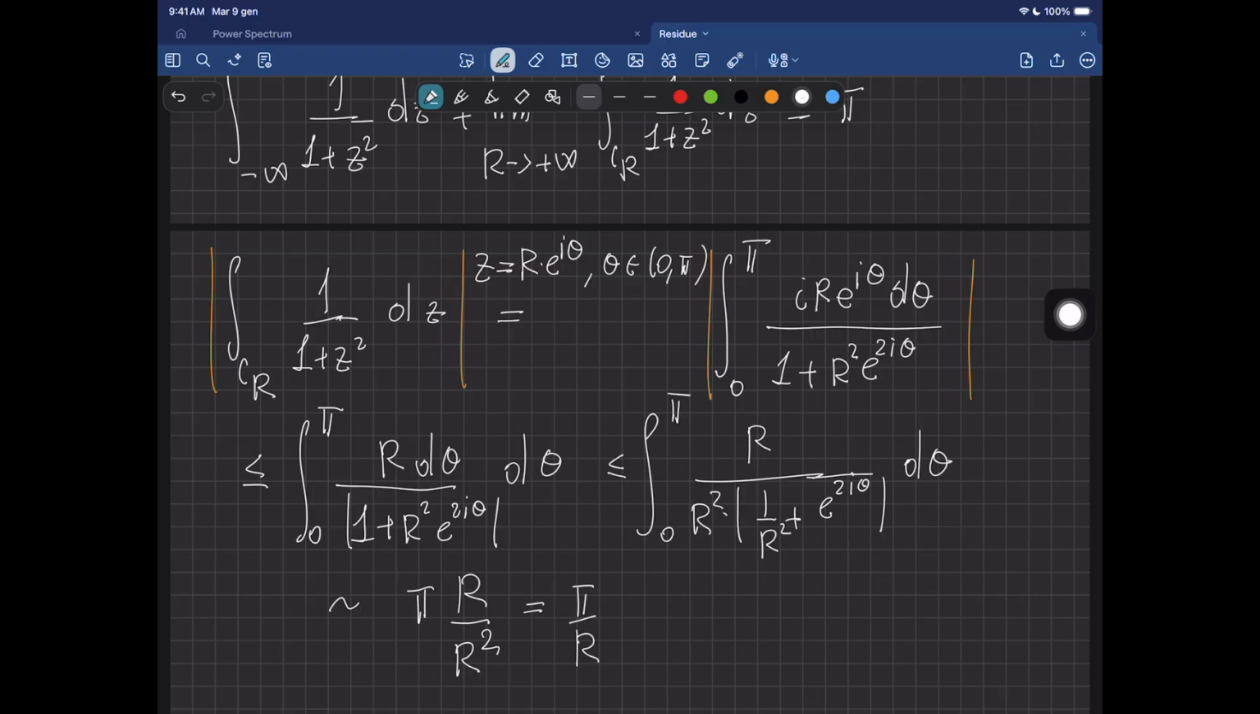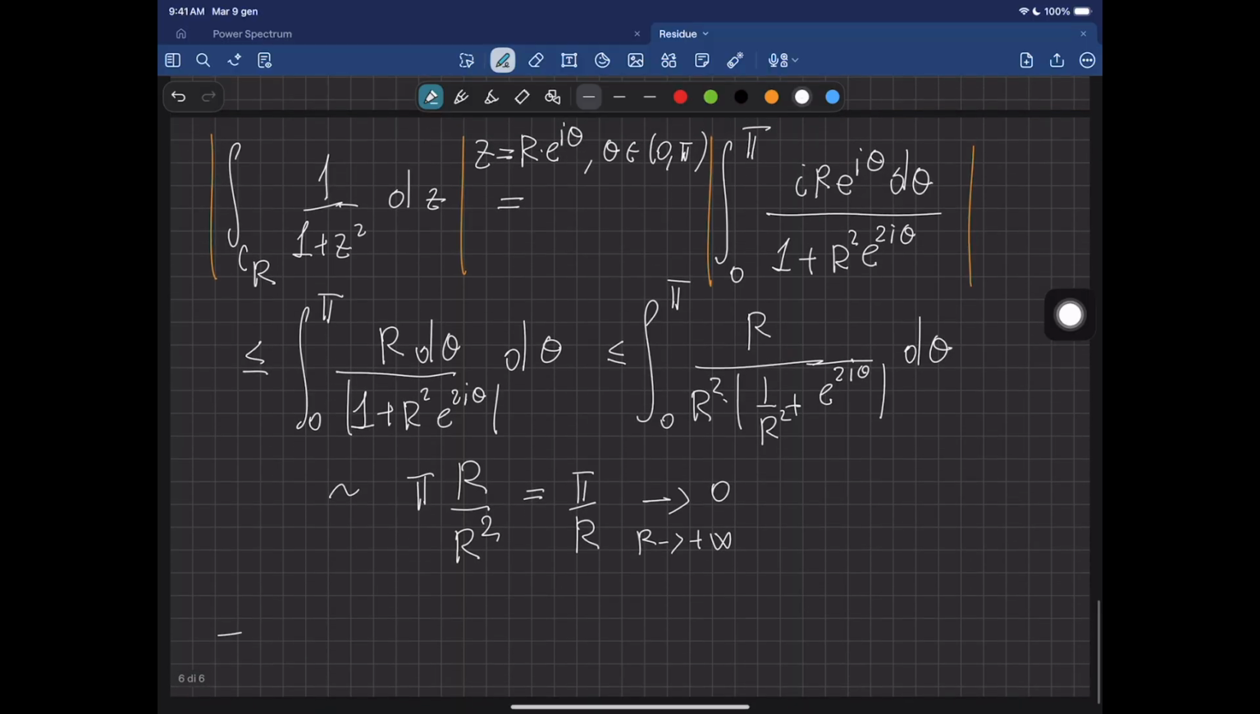So now, what does this chain of inequalities prove? It proves that if we take the limit as r goes to plus infinity of this integral here, it is less than all of these, and the right hand side goes to 0 as r goes to plus infinity. This implies that our starting integral over CR of 1 over 1 plus z squared dz is going to go to 0 as r goes to plus infinity.